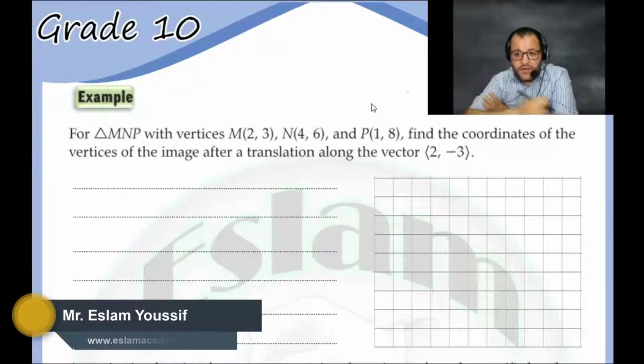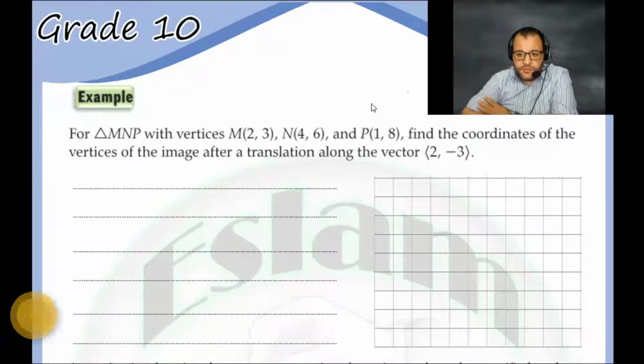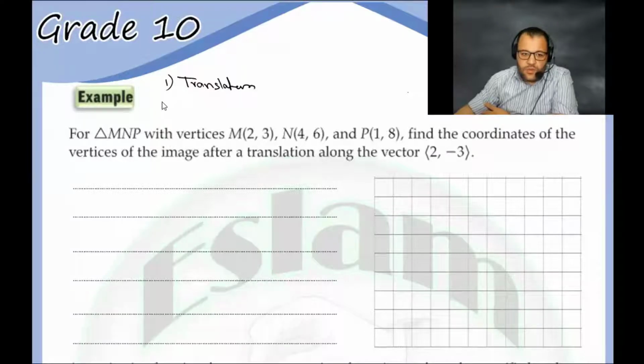We said we have how many types of transformation? Four. What is the first one? Translation. Reflection. Rotation. One by one. Rotation. And number four, dilation.